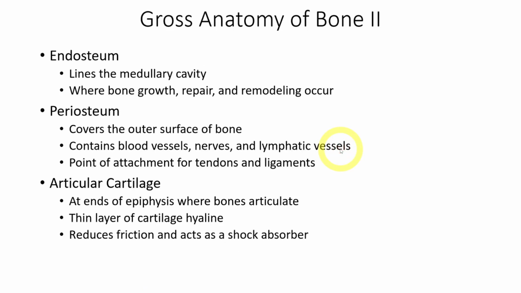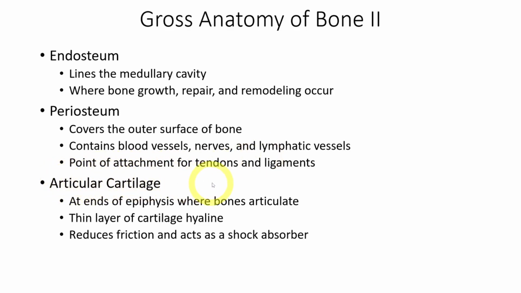Let's move on. So, it's just the definitions of the things we covered. Endosteum is like the plastic bag lining the inside of the medullary cavity. It's where the bone grows, repairs itself, and remodels how it looks depending on the stresses that it takes. Periosteum, the outer covering, has blood vessels, nerves, and lymphatic vessels to supply resources and information to the bone, and to also take stuff out of the bone. The periosteum is a point of attachment for tendons and ligaments.